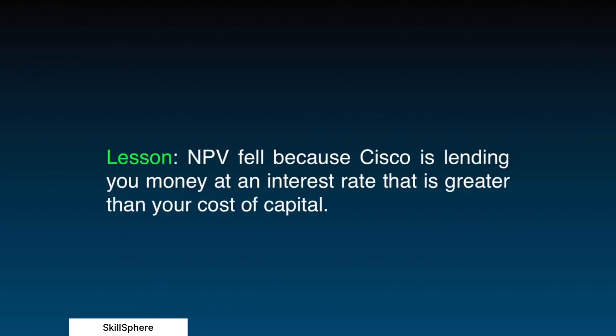Okay? See, but the NPV rightfully fell because Cisco's lending us money at an interest rate that's greater than our cost of capital. So the IRR spiked because we have this smaller upfront investment. That's very misleading. The NPV fell. It accurately captured the bad loan Cisco was inserting into the deal.